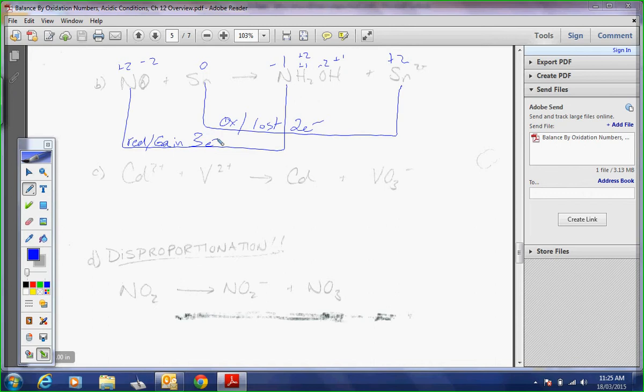Now I look for little subscripts, of which there aren't any. Hooray! And then I balance the electrons gained and lost. So what do I need to do? Times by 3, times by 2. Right, times this by 2 to get 6 electrons gained, times this by 3 to get 6 electrons lost. So I've got 6 and 6, which is great.